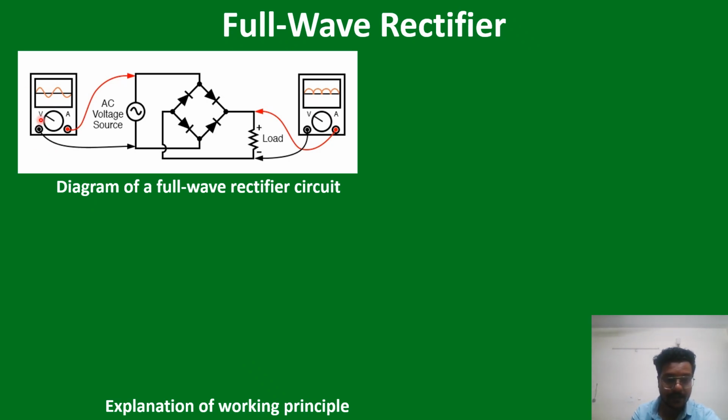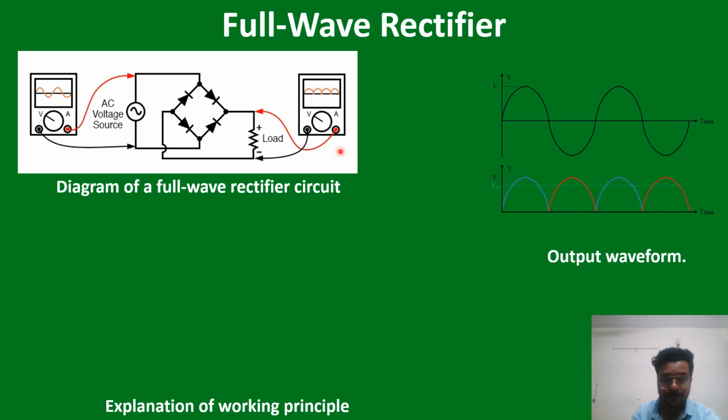We are using an oscilloscope to measure the waveform of the input and output side. This upper waveform is showing the input waveform of the source, and this lower waveform is showing the load voltage.